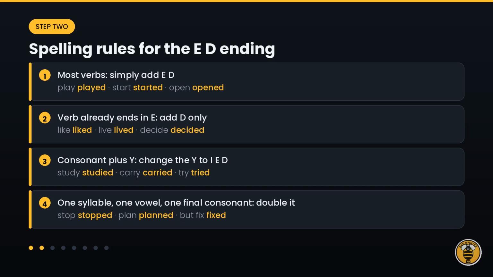Now the spelling. Rule 1. For most verbs you simply add ed. Play becomes played. Rule 2. If the verb already ends in the letter E, you add D only. Like becomes liked. Rule 3. A consonant followed by Y changes to IED. Study becomes studied. Rule 4. With a short verb of one syllable ending in one vowel and one consonant, you double that consonant. Stop becomes stopped. Notice that fix does not double because X never doubles.